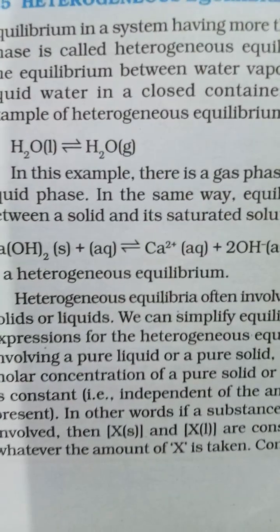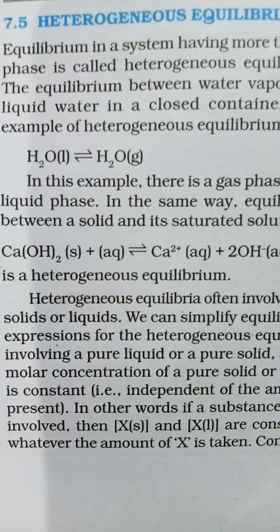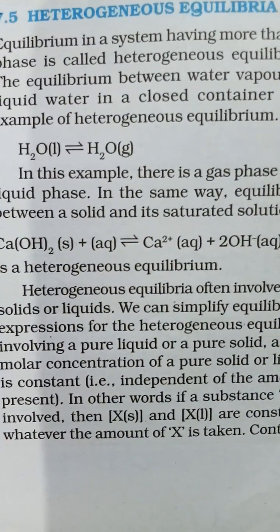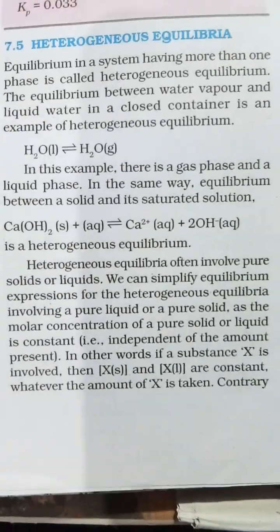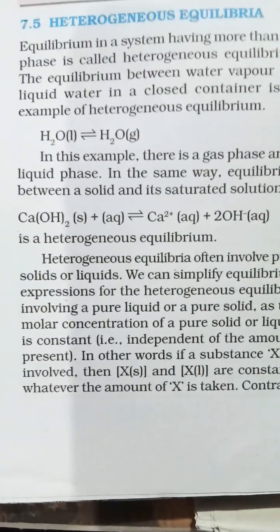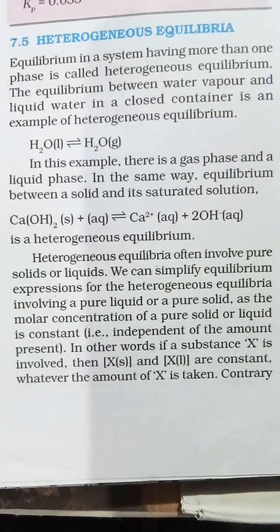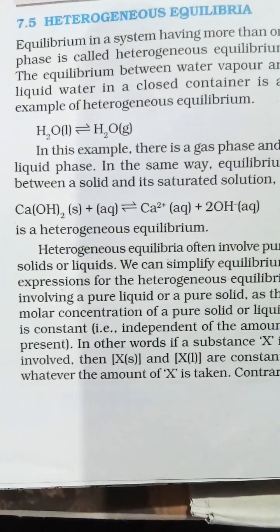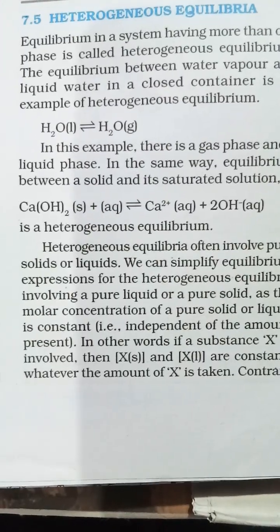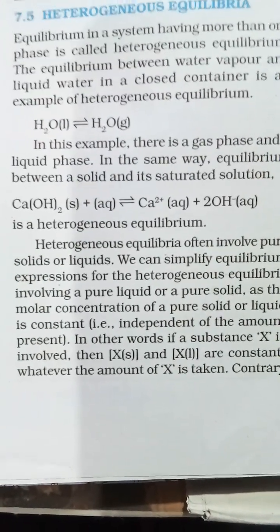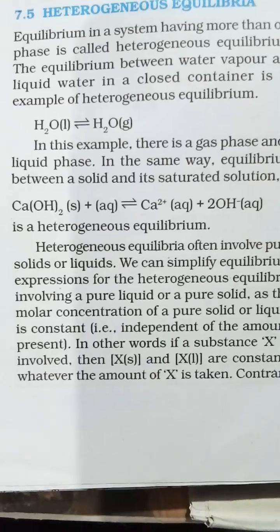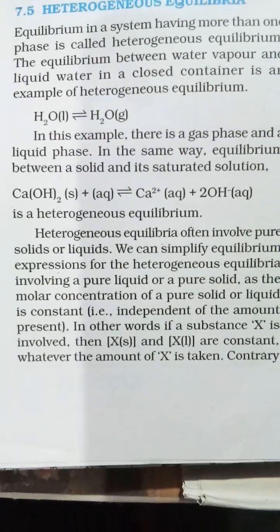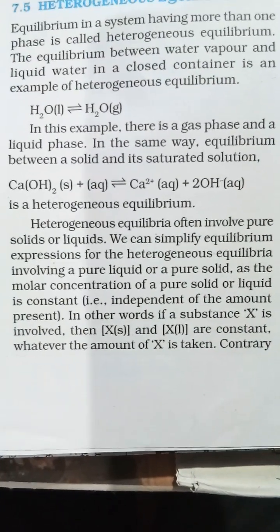H2O liquid and H2O gas. In this example, there is a gas phase and a liquid phase, L for liquid. In the same way, equilibrium between a solid and its saturated solution, Ca(OH)2 solid in equilibrium with Ca2+ aqueous plus 2OH- aqueous, is a heterogeneous equilibrium. Heterogeneous equilibrium often involves pure solids or liquids.